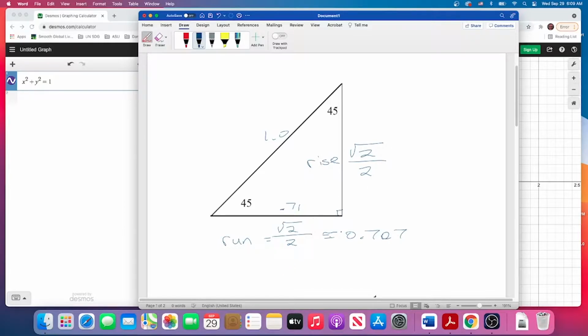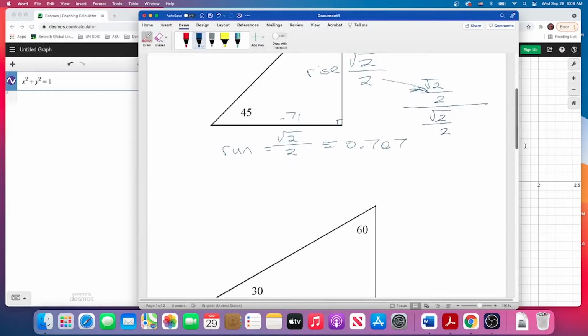So rise over run. The slope of this line is going to be square root of 2 over 2, that's the rise, divided by square root of 2 over 2. So that's going to be our slope for the line. I'm going to use that in Desmos, and we're going to see how it makes our unit circle for us.